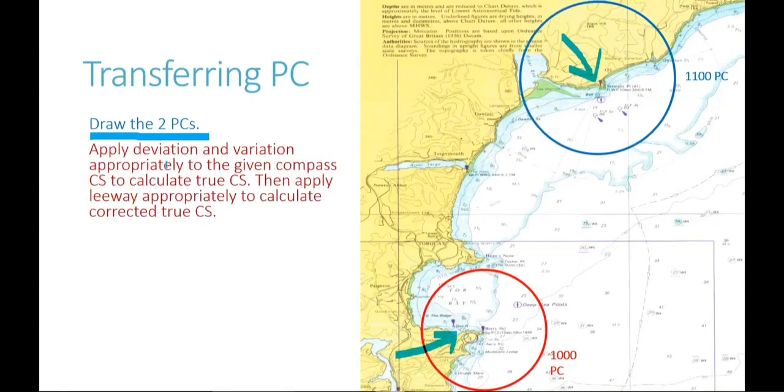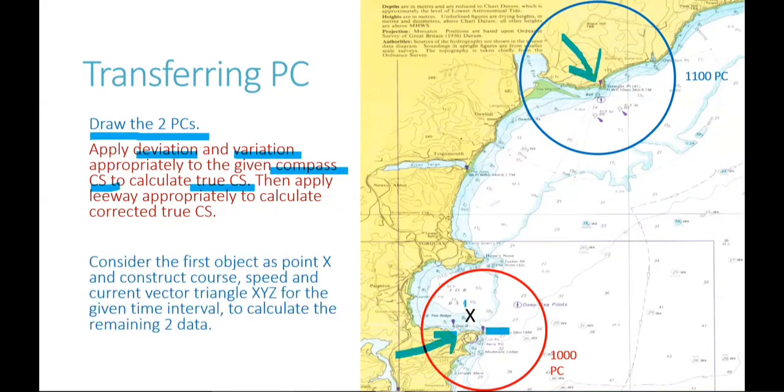Now what we do is, to the compass course steered which is given to us, we apply the deviation from the deviation card. Variation is also provided in the question paper. Once you apply these two, we know the true course steered. To this, if there is any leeway and wind, we apply the leeway also and we get the effective course. This effective course is applied to the center of the first position circle, the 1000 position circle center, which is the Berry Head Lighthouse.